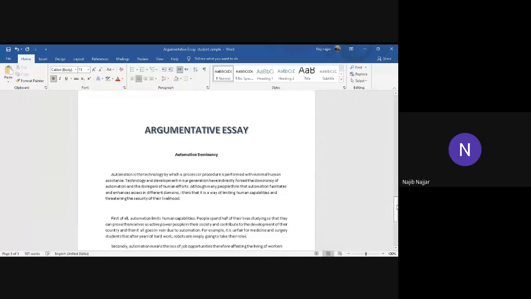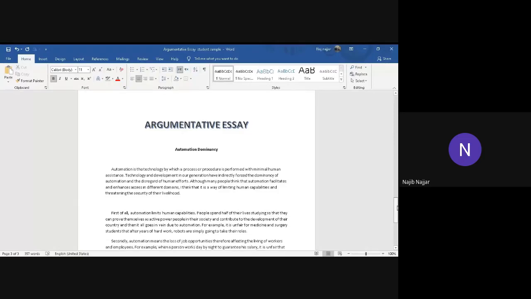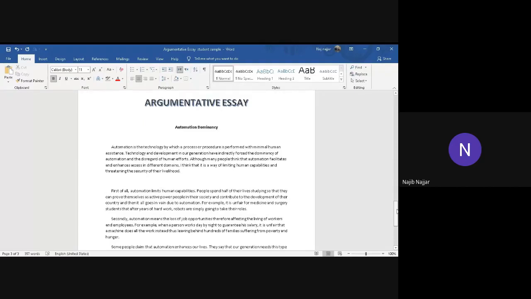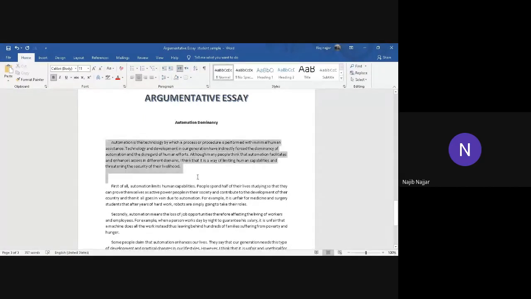Question number 2, how many paragraphs does an argumentative essay have? As you can see here, this is an academic argumentative essay written by one of our students. You have one, as you can see here. This is called the introduction. I'm going to color it yellow and call it intro.